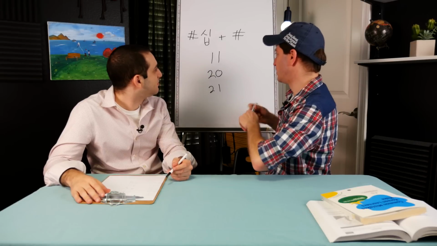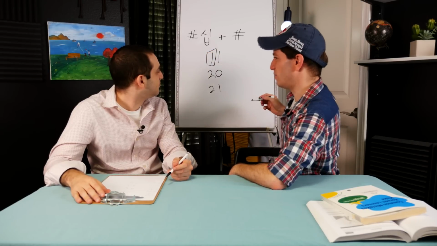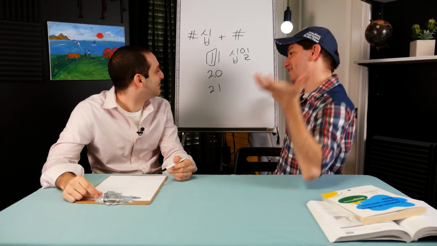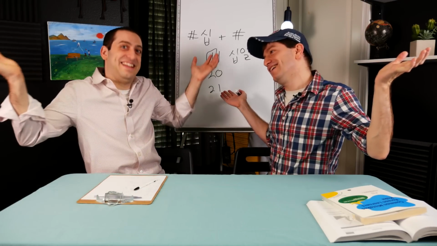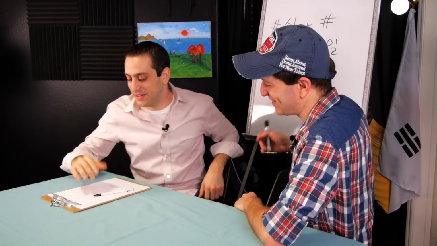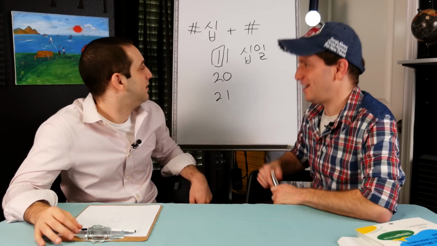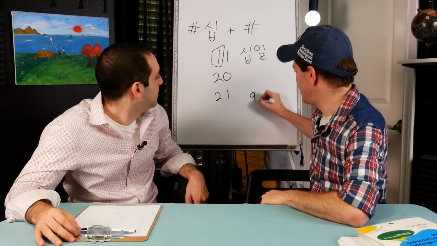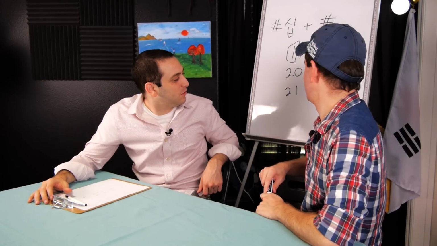There's an exception though. If the first counter is 1, you don't add 1 before it. So then how would I say 20? Give it a try. 이십. Yeah, you got 20. So how would you say 21? 이십일. Yeah, perfect. And you could go like that all the way to 99. So how would you say 99? 구십구. Yeah, perfect.